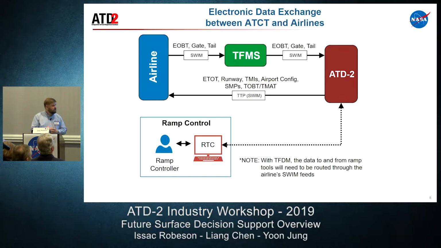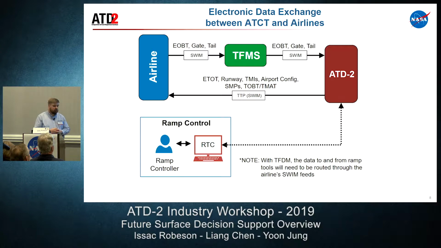TFMS is republishing that through SWIM, and ATD2 is consuming that. In the future, TFDM will be consuming that EOBT data. And then, as I just talked about, ATD2 is publishing data back to the airlines through TTP. ATD2 is also, as I said, providing the RTC tool to the ramp controllers to get that information there. And so that is a NASA-provided example of what a vendor tool could look like for a ramp system.